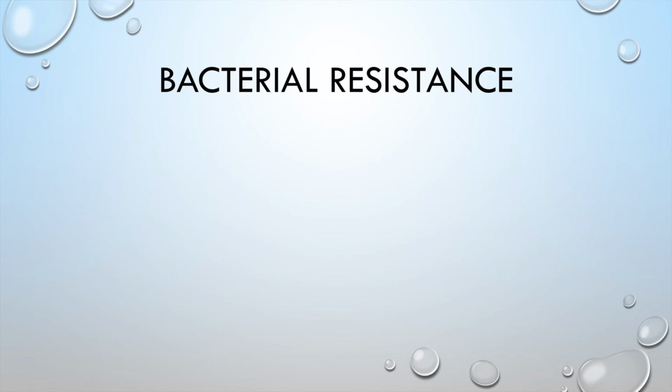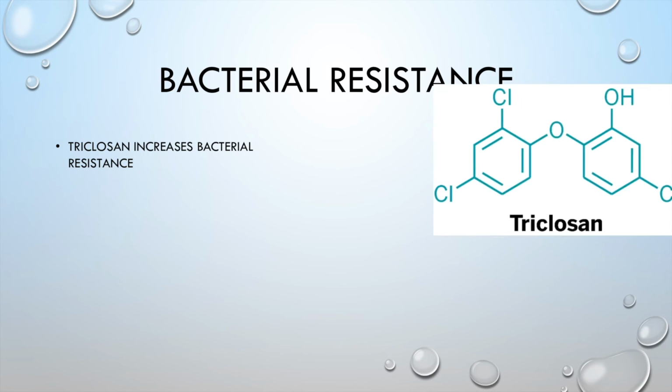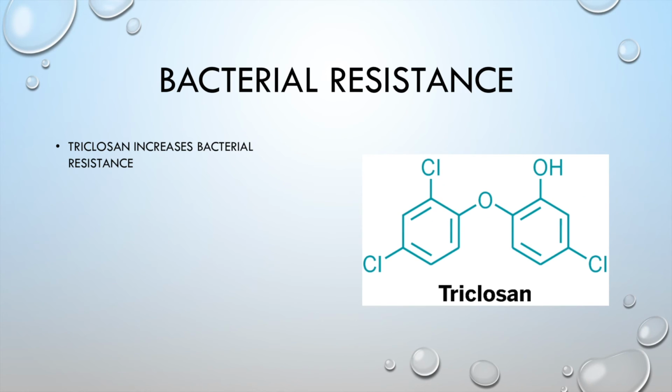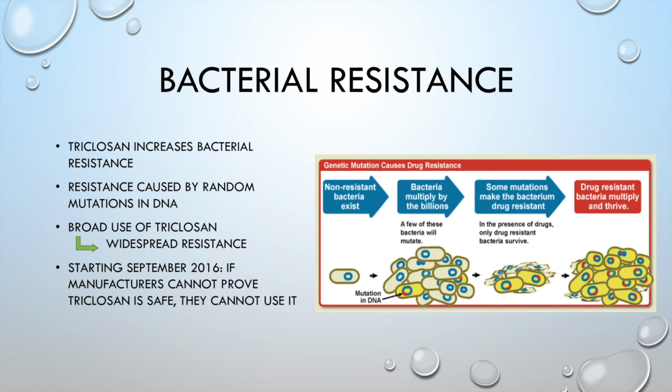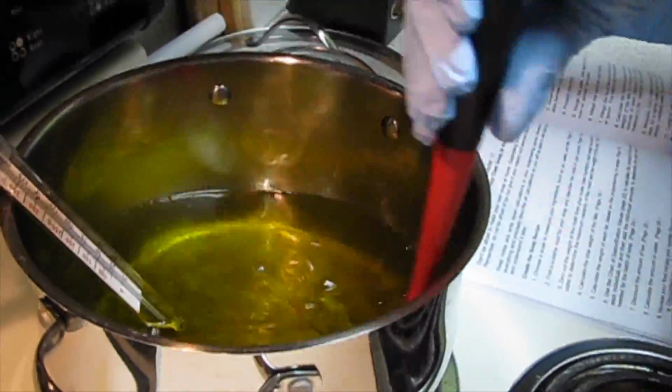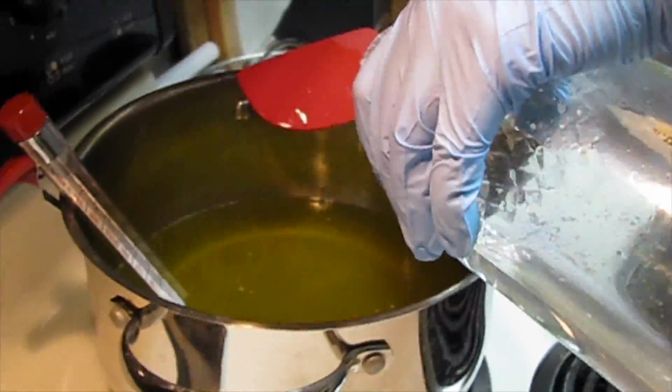In a sample of bacteria, some bacteria develop random mutations in their DNA that cause them to form a resistance to antimicrobials such as triclosan. When hands are washed with antibacterial soap, it kills both good bacteria and non-resistant bacteria, leaving the resistant bacteria to continue to multiply and form resistant strains. Starting this year, if manufacturers cannot prove that triclosan is safe for human health, the FDA will prohibit them from including it in antibacterial soaps. So next time you wash your hands with soap, you can appreciate the chemistry of clean.